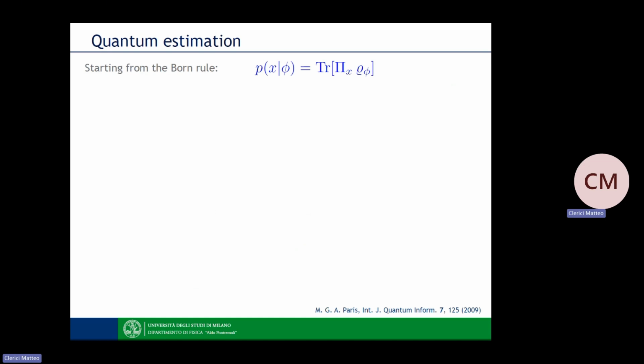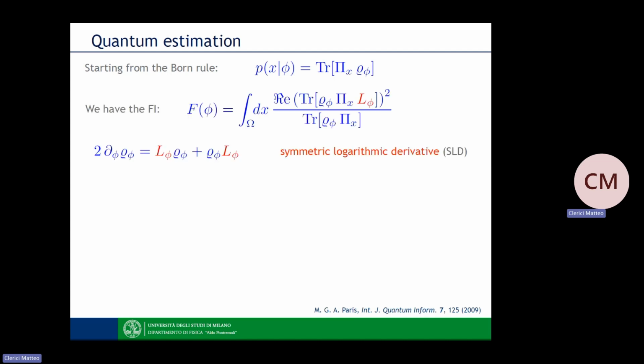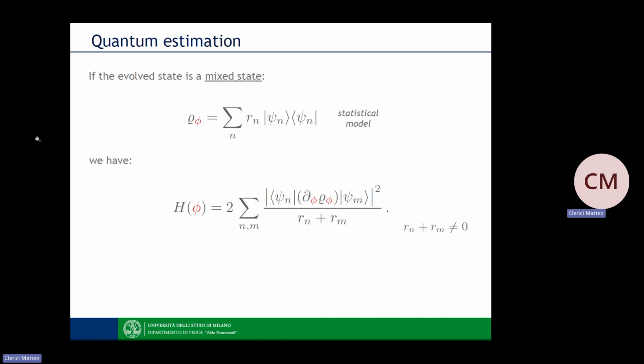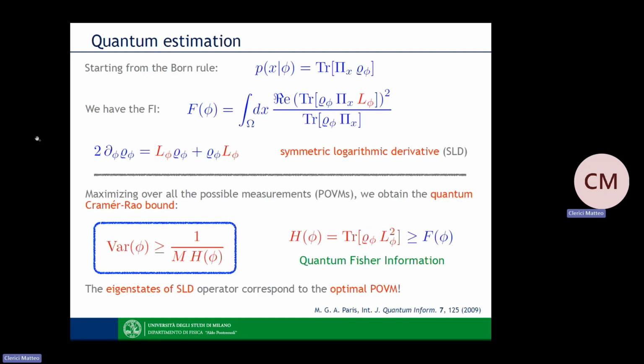From the quantum counterpart, you have the Born rule in order to evaluate your conditional probability. As usual, you can define this Fisher information, optimizing over all the possible measurements. This quantity here is called the symmetric logarithmic derivative. After your optimization, you finally obtain the so-called quantum Cramer-Rao bound, where you can see here the quantum Fisher information. So this is the best you can do according to quantum mechanics.